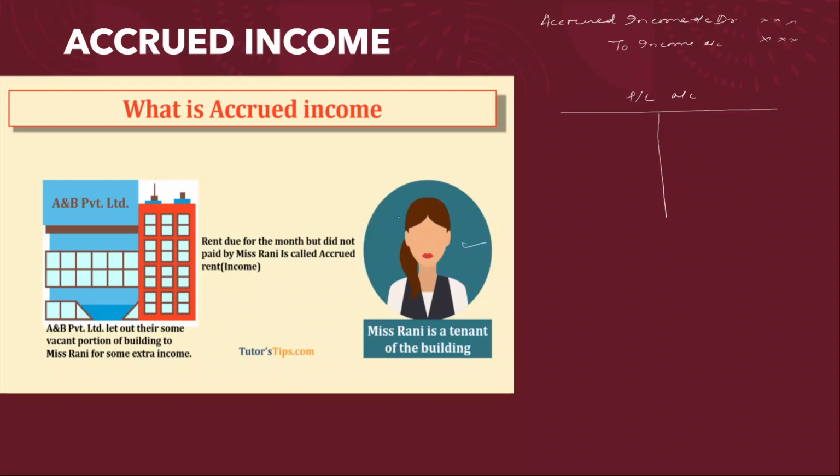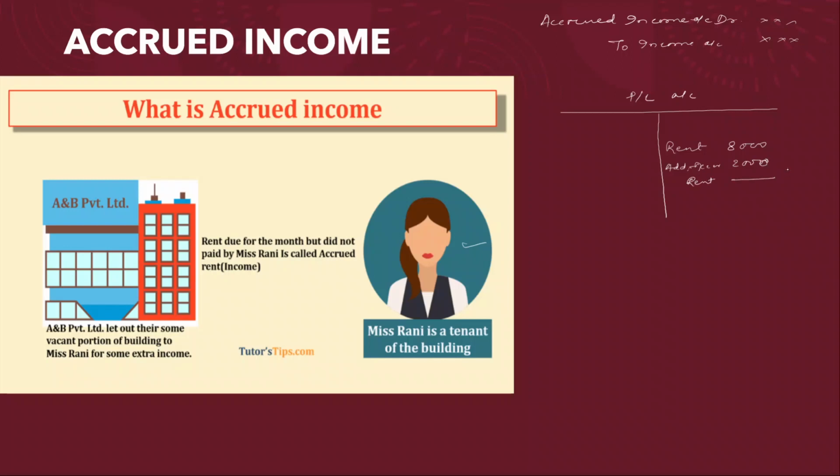So any portion of rent she has not given, okay. We will assume that rent is 10,000 but she has paid only 8,000. So the rent is 10,000 but you have received only 8,000. That means how much you haven't received, or how much is the accrued income which has arisen? That is your 2,000. 2,000 is the accrued income or accrued rent that has arisen.